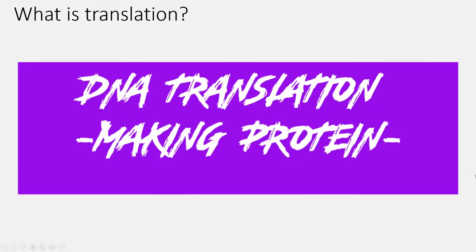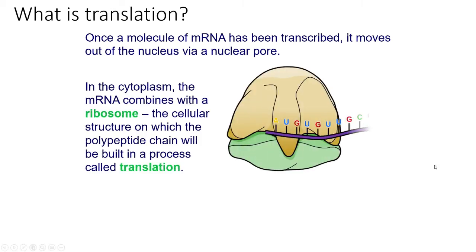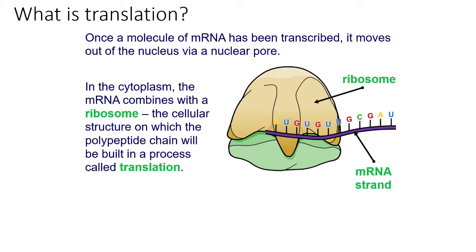So you should have looked at the process of transcription, and now the following process, the final stage of protein synthesis, is translation. Once a molecule of the mRNA has been transcribed, as you mentioned in the previous video, it moves out of the nucleus via a nuclear pore. In the cytoplasm, the mRNA combines with the ribosome. That is the cellular structure which will make a polypeptide chain.